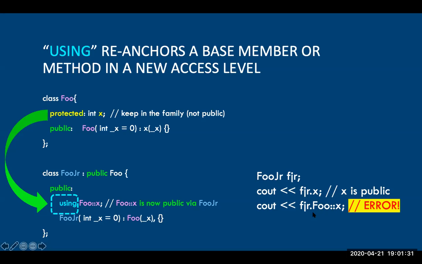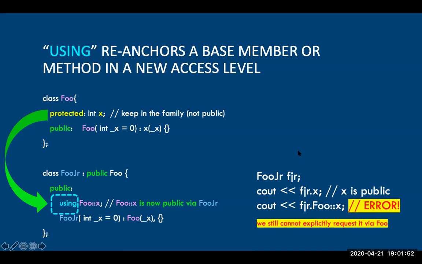But we can't go ahead and access it through the base class. We can't say Foo::X, because that's still considered to be a protected access. But by re-registering it down here, we can get at it through Foo Junior. So we change its classification status through Foo Junior only. Okay.